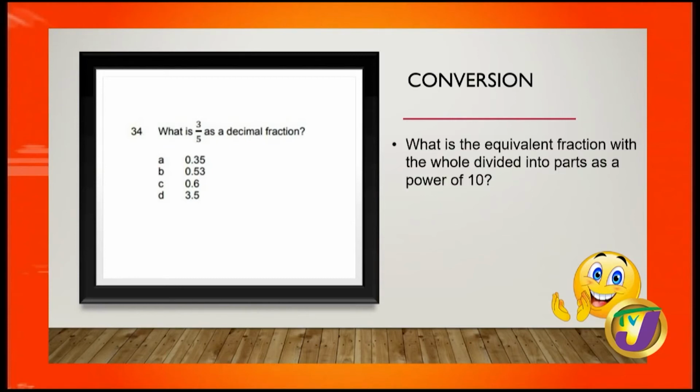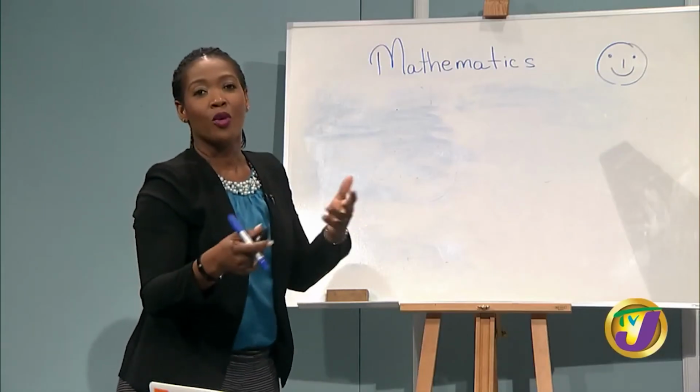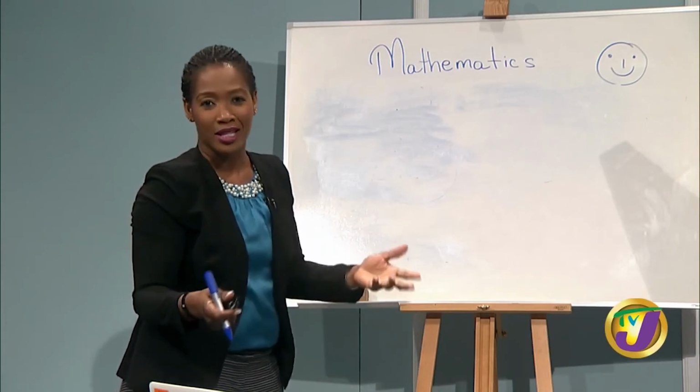So every time you are converting from your common fraction to your decimal fraction, there's something that you must ask yourself. How can I represent it in a format where I have the whole as a power of 10? Why do I keep on telling you to look for a power of 10? Because we operate in the base 10 system. We work in what we call the decimal system.